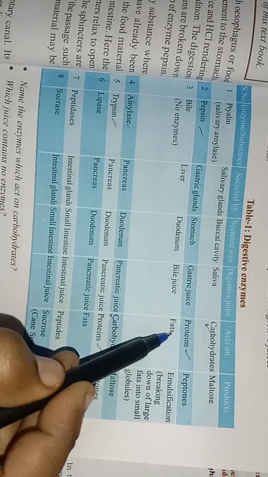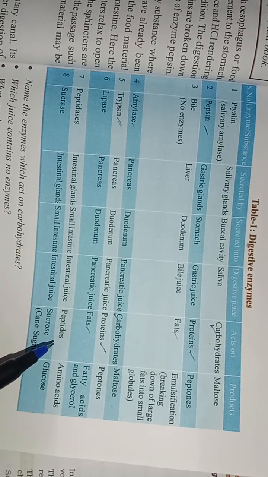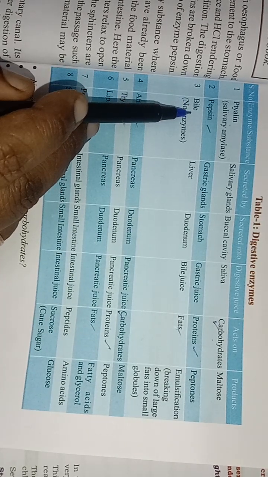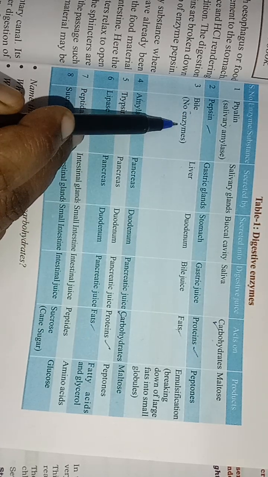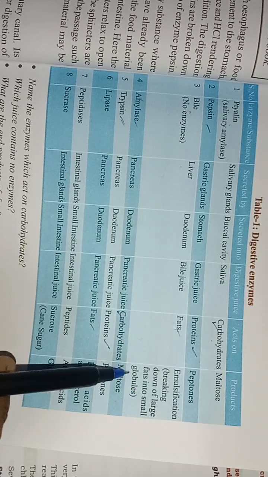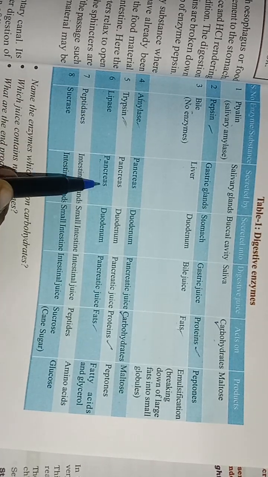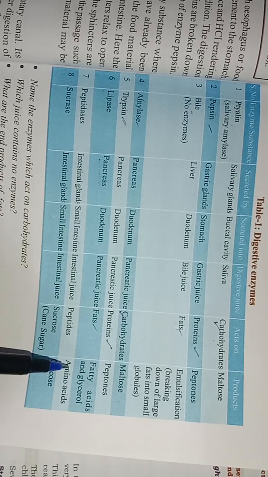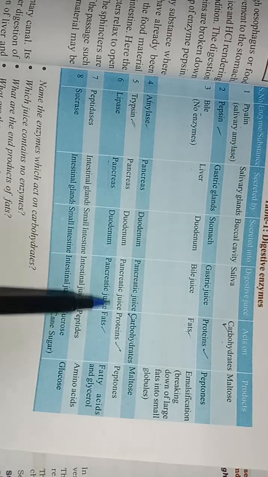Next, what we have? Fats. This is the best way to remember. Otherwise, we cannot remember all the things at a time. So bile juice. Bile juice is a special juice released from liver, right? So it has no enzymes. It acts on the fats, converting them into fat globules, small globules, right? Here, lipase, which is released by pancreas, converts them into fatty acids and glycerol, right? So on fats, bile juice and lipase both are acting.